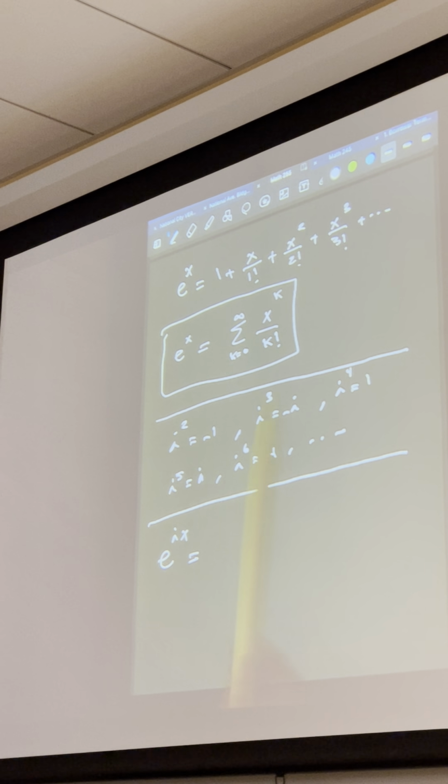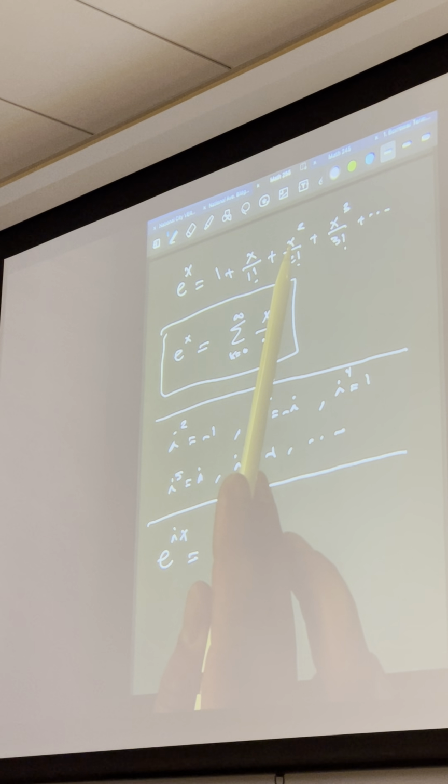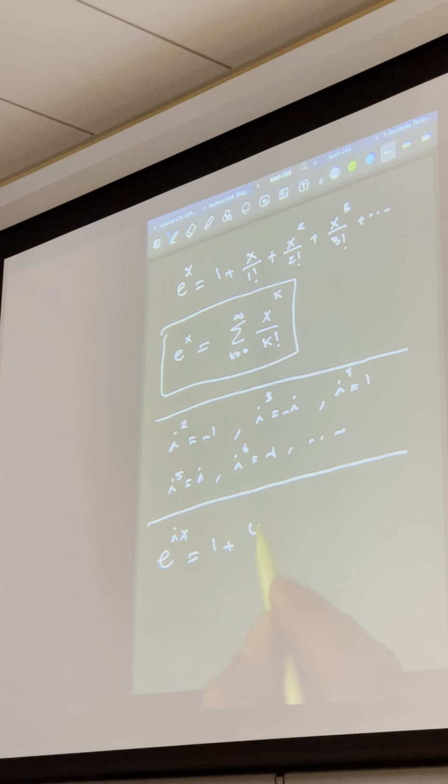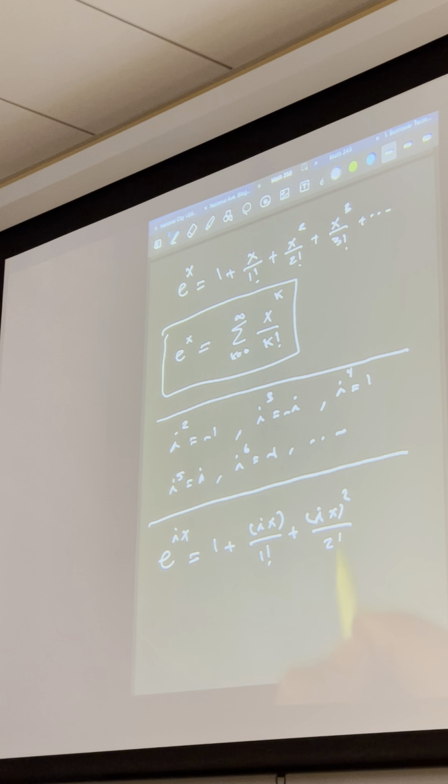So when you think about it, really the only thing changed is the i added beside the x. So you could just take this x and replace it with ix. This x again with ix, so it would be ix the whole thing squared, ix cubed, and then you can follow with what I just said. So it would be 1 plus ix over 1 factorial plus ix squared over 2 factorial plus ix cubed over 3 factorial, and keep going.